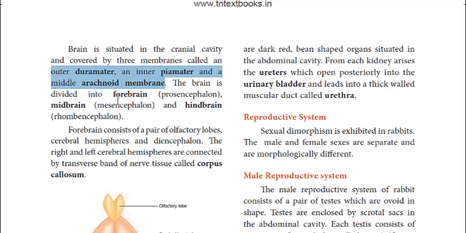The brain is divided into forebrain, called prosencephalon, midbrain, called mesencephalon, and hindbrain, called rhombencephalon.